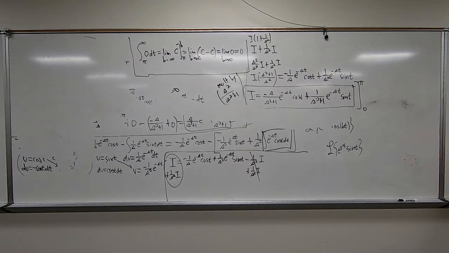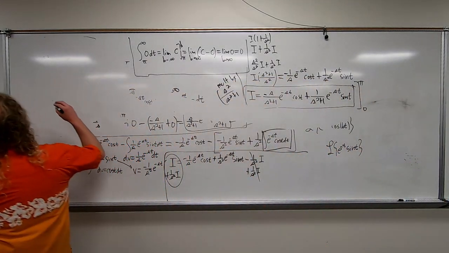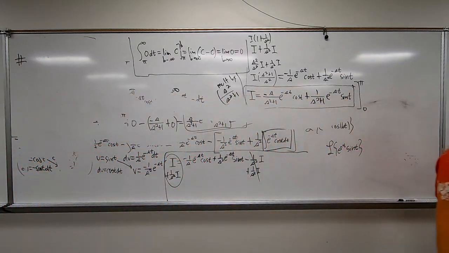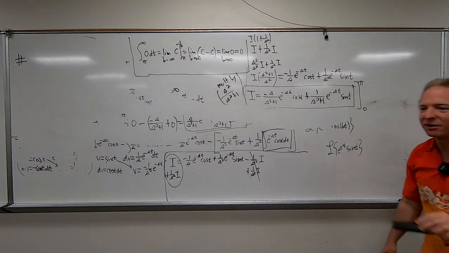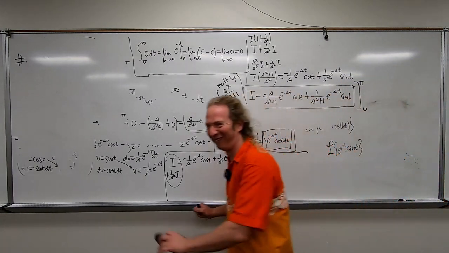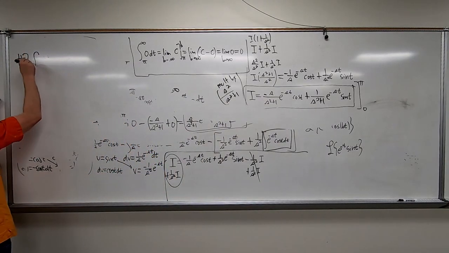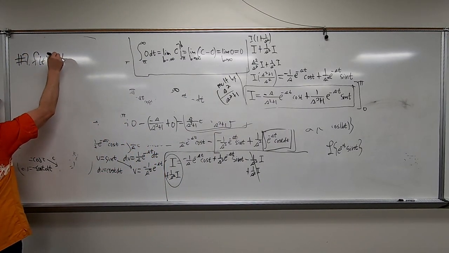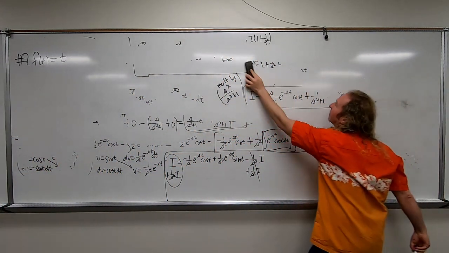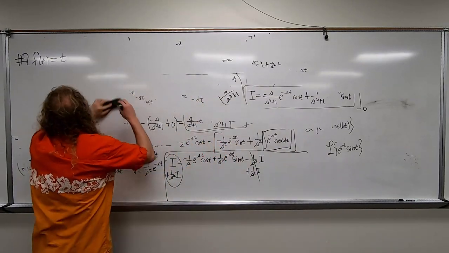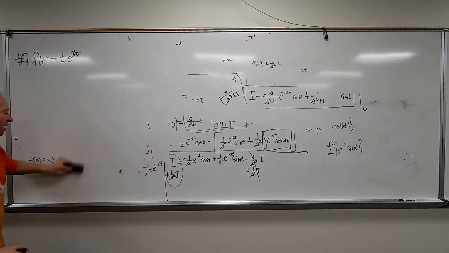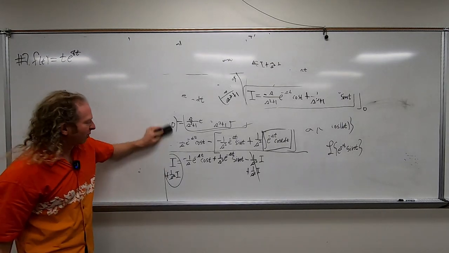So number seven, we have to find the Laplace. No, we're going to do seven. No, eight, this is eight. Okay, we're not going to do this. Sorry. Number seven. F of t is t e to the 8t. So t e to the 8t. This one requires a different technique, perhaps, that we should go over.